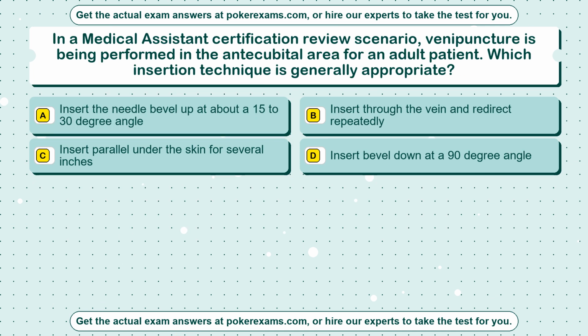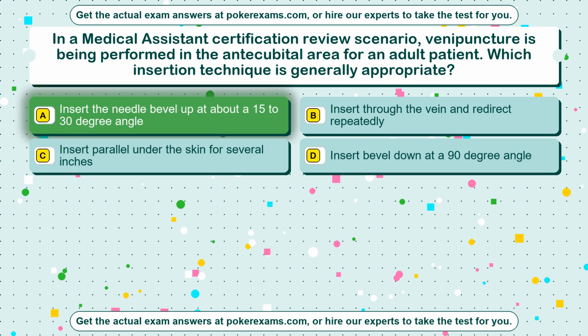Question 24. In a medical assistant certification review scenario, venipuncture is being performed in the antecubital area for an adult patient. Which insertion technique is generally appropriate? Option A, insert the needle bevel up at about a 15 to 30 degree angle. Option B, insert through the vein and redirect repeatedly. Option C, insert parallel under the skin for several inches. Option D, insert bevel down at a 90 degree angle.